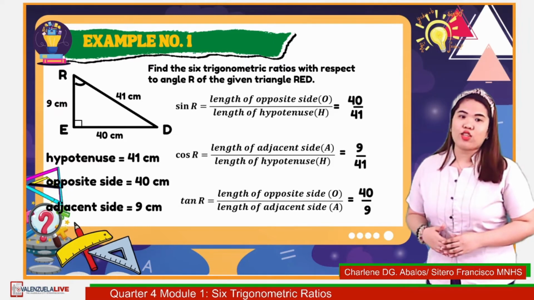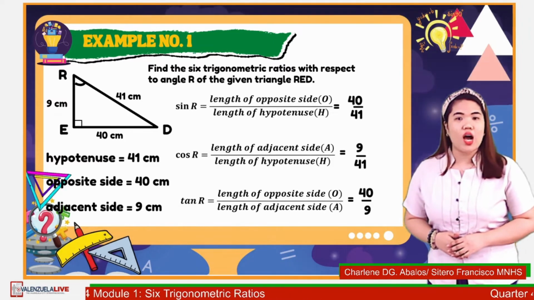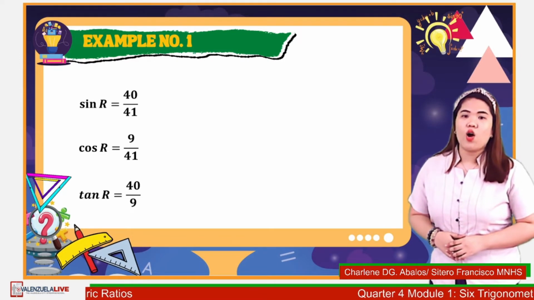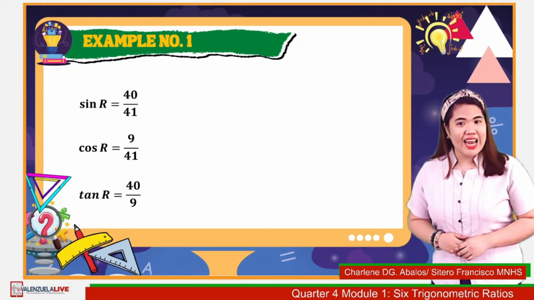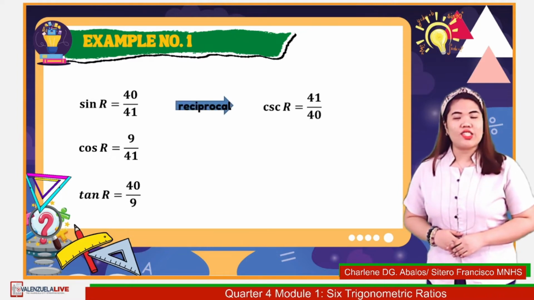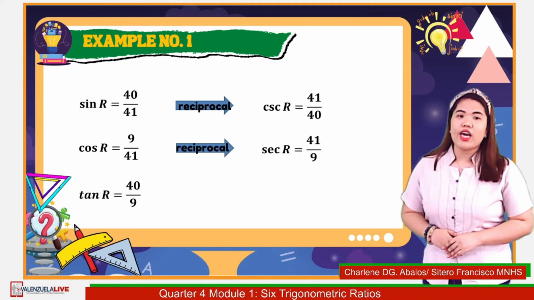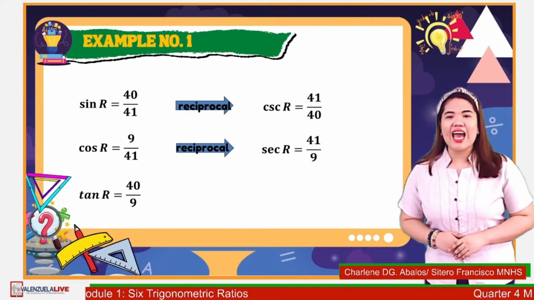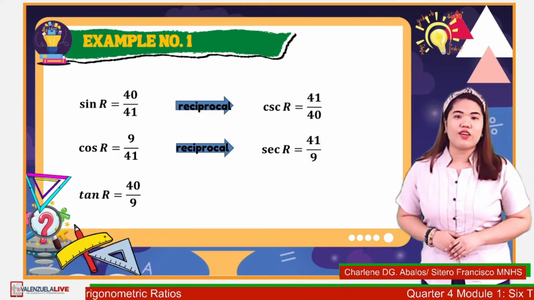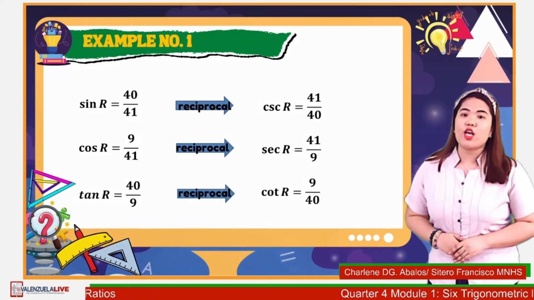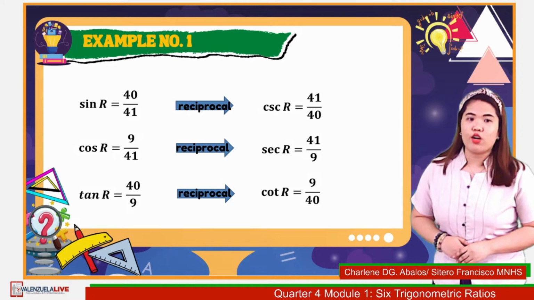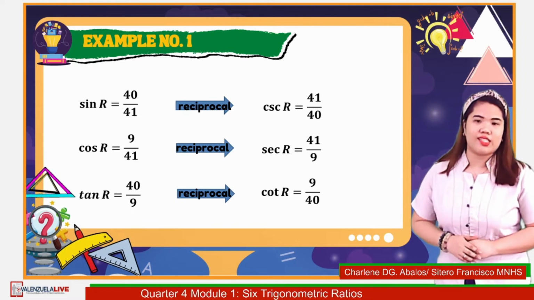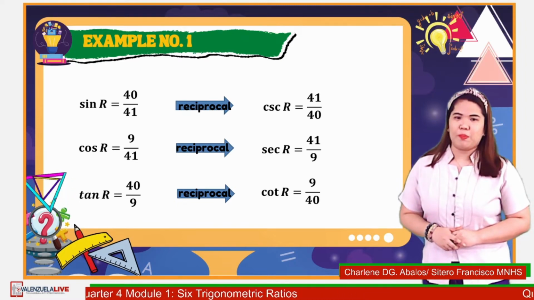To get the cosecant of angle R, just get the reciprocal of sine ratio. It will be 41 over 40. Next, to get the secant R, just get the reciprocal of cosine ratio. It will be 41 over 9. Lastly, get the cotangent R by getting the reciprocal of tangent ratio. It will be 9 over 40. So these are the 6 trigonometric ratios. Next example.